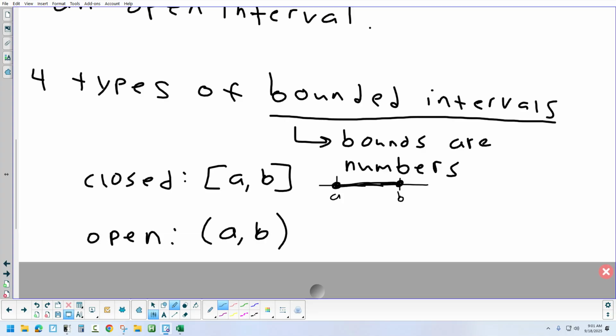Another kind of interval you can have is an open interval. An open interval that is bounded means you're starting at a number, stopping at a number, but you're not allowed to include either number. So that would look something like this. That's the picture of an open interval that's bounded. So I said there's 4, there's 2. What do you think the other 2 kinds are?